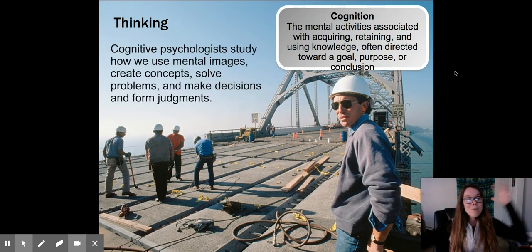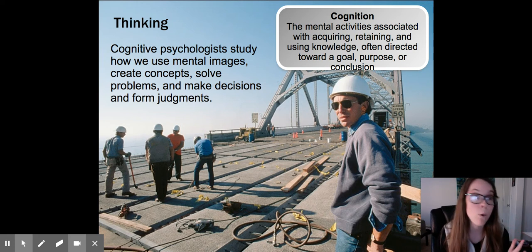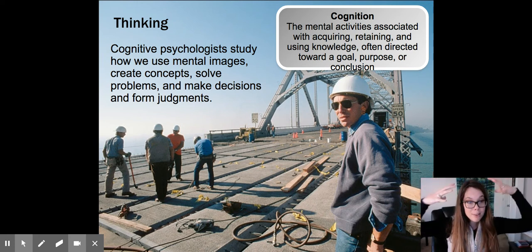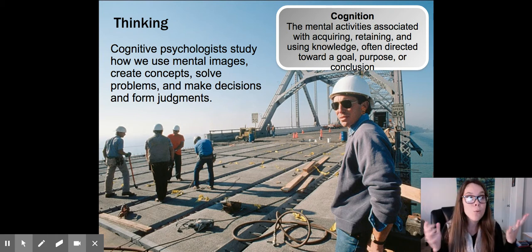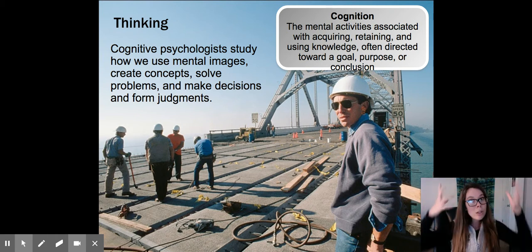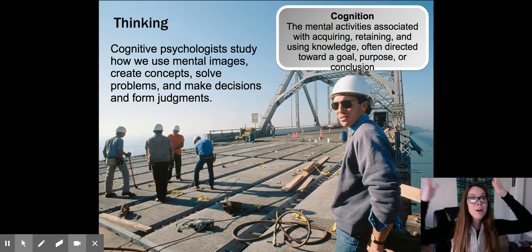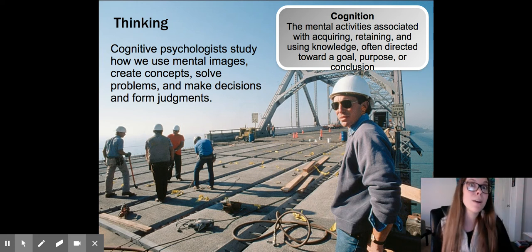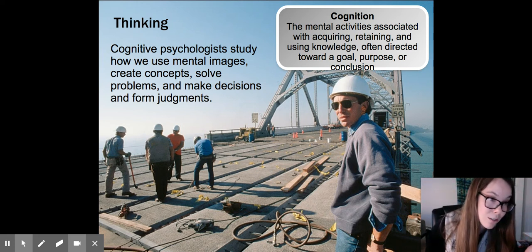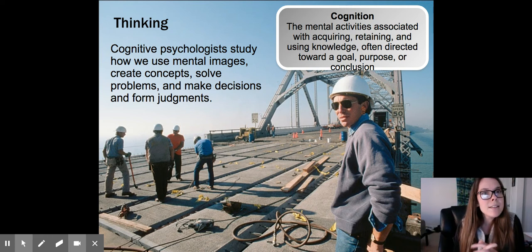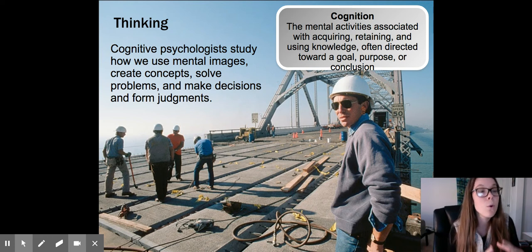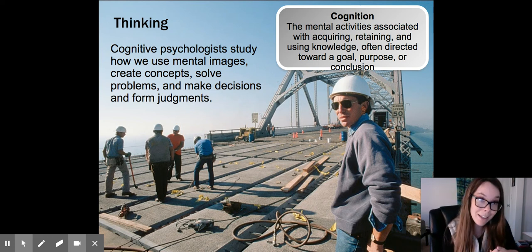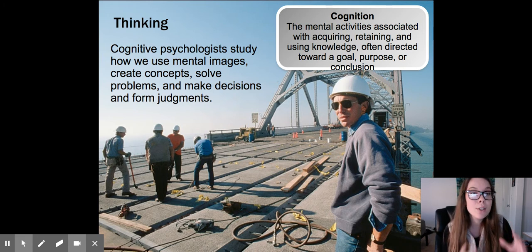So when we think about lenses, Unit 4, our classical and operant conditioning chapter, was all through our behavioralist lens, right? Now we're looking at this all through our memory, and this Unit 5 is all of our cognitive lens. This is about how our mind gets to A, gets to B, gets to C, right? So we are cognitive psychologists during this unit. So cognition is the mental activities associated with acquiring, retaining, and using knowledge, often directed towards a goal, a purpose, a conclusion.